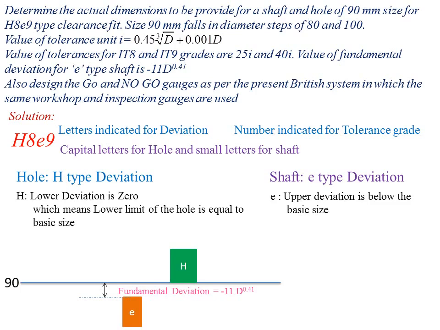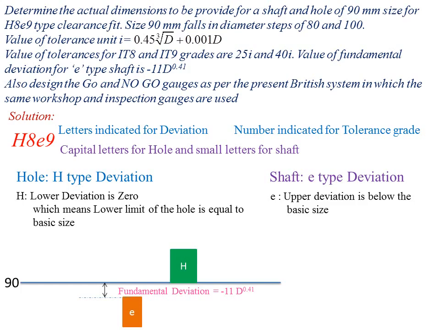Here I have to observe that the type of shaft is E type, and we know that for small a to small h the fundamental deviation is the upper deviation, which is below the zero line. The E type of shaft fundamental deviation value is minus 11 D to the power of 0.41. Here the minus symbol indicates that the deviation is below the zero line.